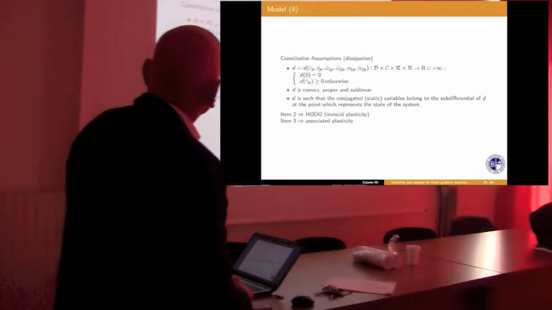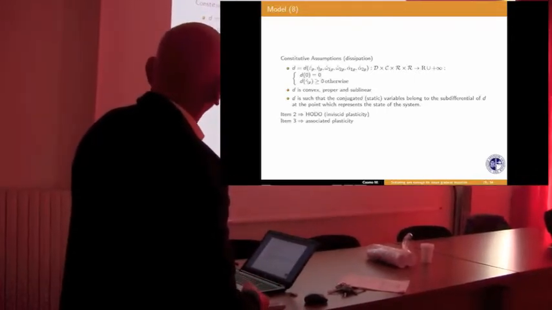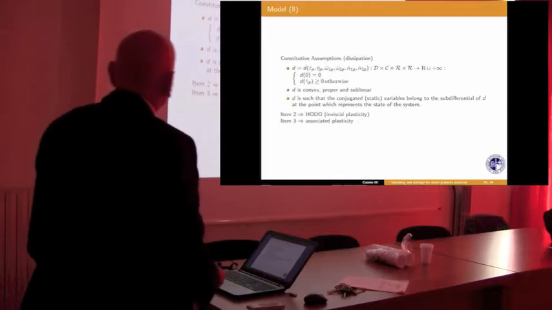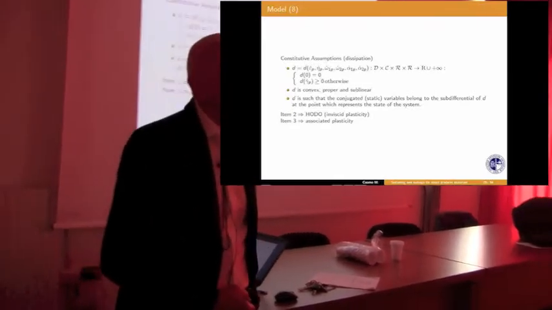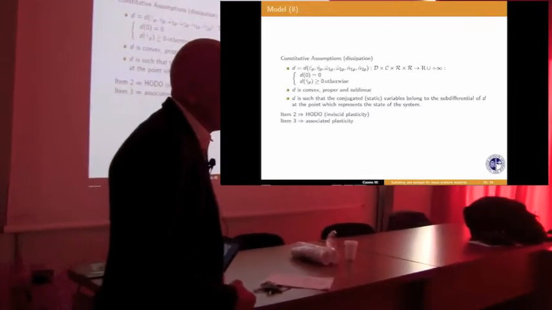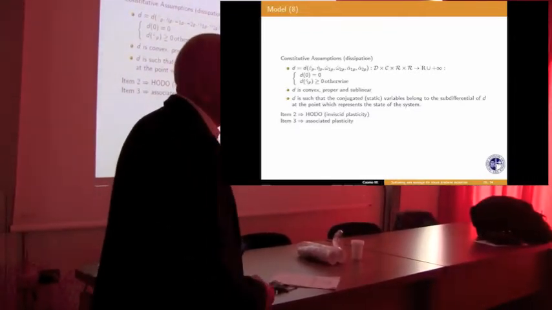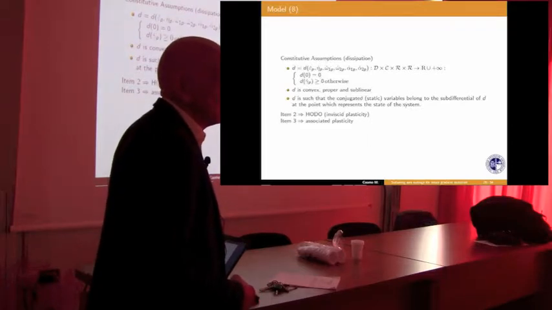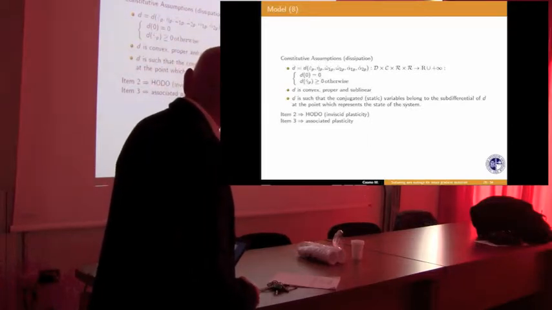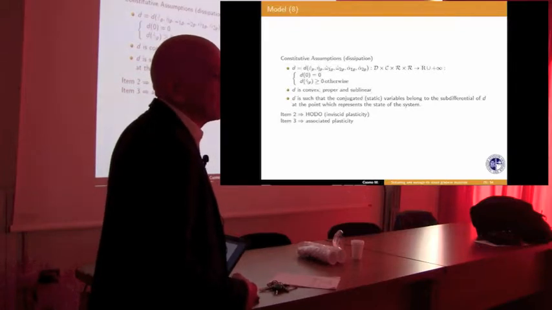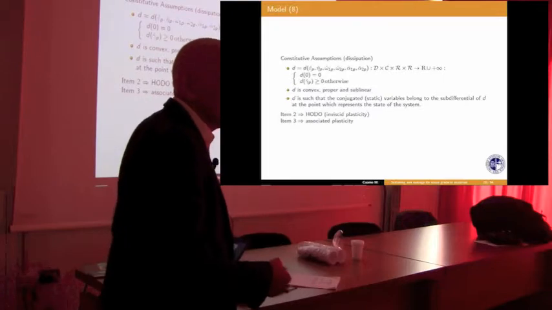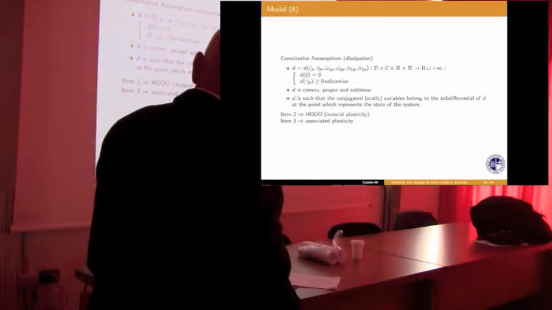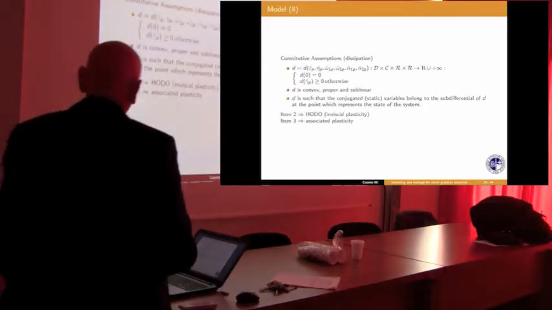Then the constitutive assumption for the dissipation. Well, I do not go through the details. The important thing is that dissipation has to be taken homogeneous of degree 1. If it is, in this case, we have implicit plasticity. If it is homogeneous of degree 2, we have some time effect. So it can be chosen, of course. I take this one as implicit, and this other hypothesis guarantees associated plasticity.